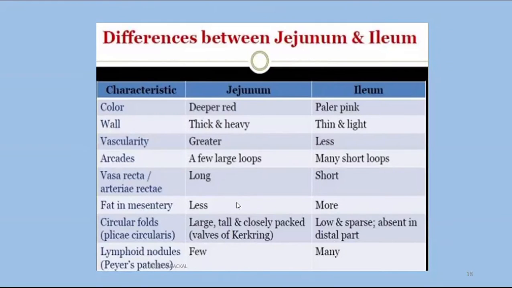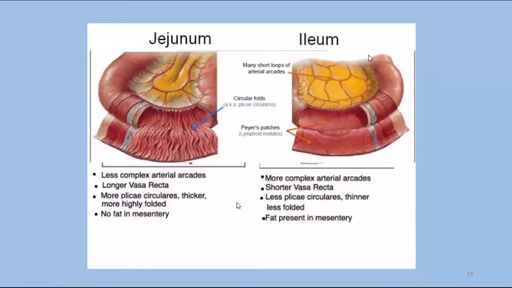And the circular folds, or the plicae circularis, are closely packed in the jejunum compared to the ileum. So if you see in an X-ray, or grossly, that the bowel has more circular folds, it's actually the jejunum. However, the ileum wins with the number of lymphoid patches, or the Peyer's patches, which are more abundant in the ileum. Again, grossly, here are the closer packed circular folds in the jejunum. However, we also note the more abundant nodular structures in the ileum, which are the Peyer's patches.